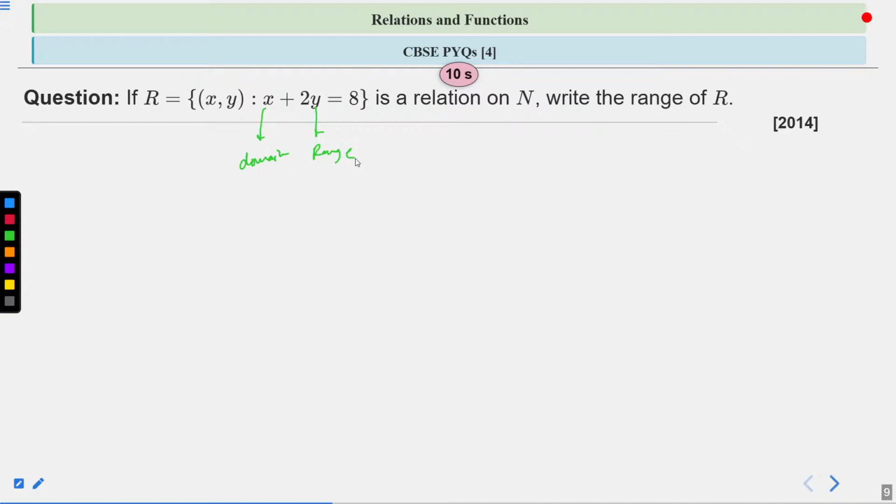For every x, we basically have to find the value of y. For every x belonging to the natural numbers, what can be the value of y? We need to find that. That will basically be the range. So you have 10 seconds to solve or think about this question. After that, we will discuss the solution part.